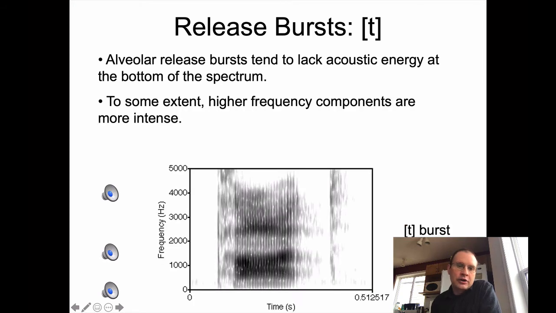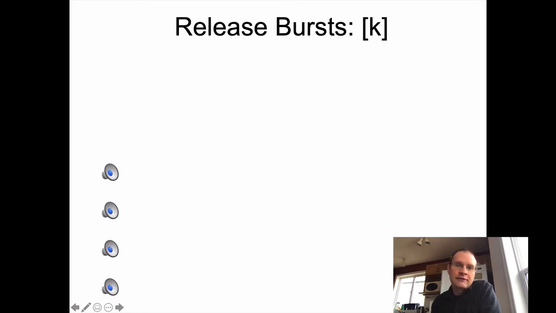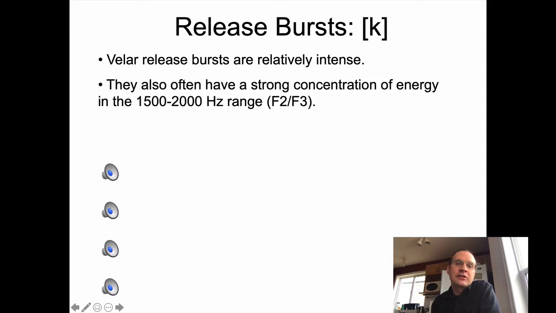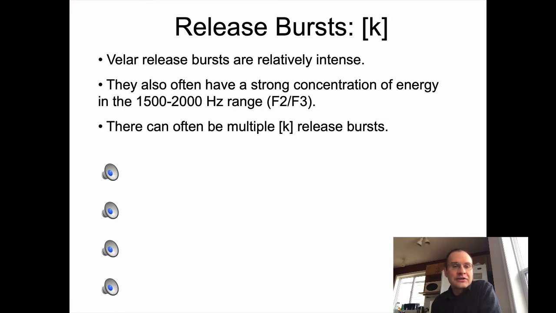And the K burst is going to distinguish itself from the P and the T by being pretty intense, but generally speaking, at a very specific frequency. So velars are stronger release bursts in terms of overall amplitude, but that energy is mostly focused in the 1500 hertz to 2000 hertz range, sort of in between F2, F3, more or less. Another interesting fact about K release bursts is there can be more than one of them. We saw that a while back.